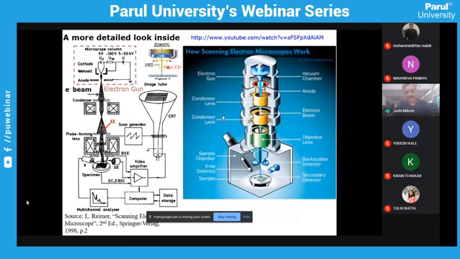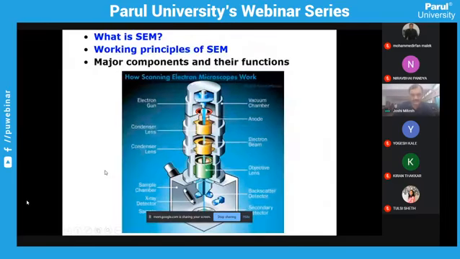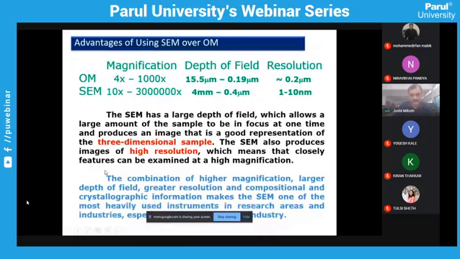This is a more detailed look inside the electron microscope. When these electrons interact with the specimen, there are three phenomena occurring over here, which I'll discuss. But first, what are the advantages of SEM over TEM? By using SEM, you can have a three-dimensional sample representation. You can have high resolution and high magnification. By the combination of high magnification, large depth, and greater resolution, you can have compositional and crystallographic information.